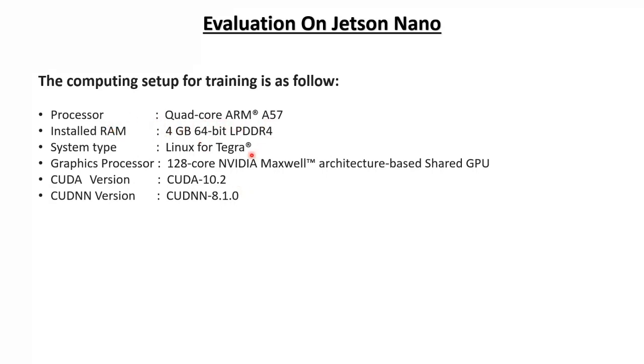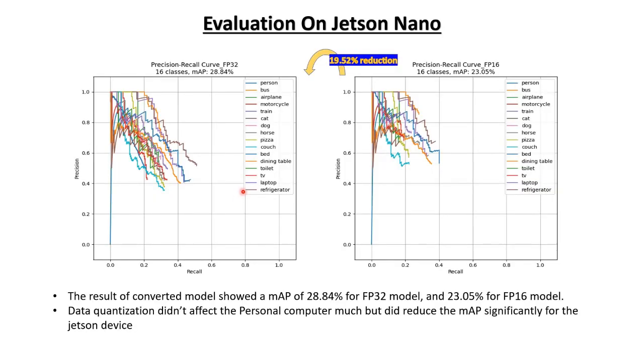It is like a quad-core ARM A57. The graphics processor is 128 cores of NVIDIA Maxwell architecture. It shares the GPU with the 4 GB of installed RAM. The CUDA version was 10.2 and cuDNN version was 8.1.0. So the ONNX model was used on Jetson Nano.